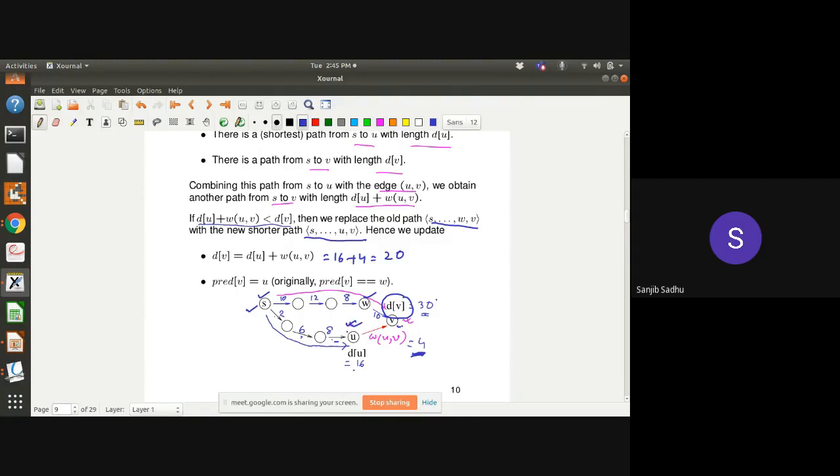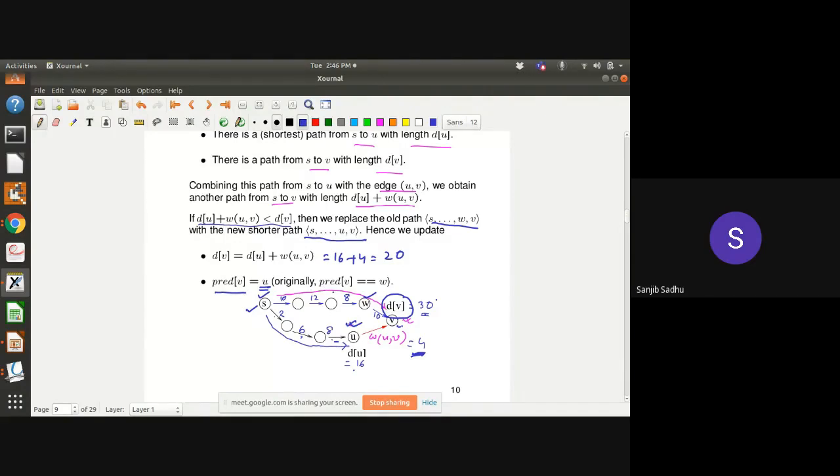And in that case, through which vertex will you follow? What will be the previous vertex of V, U or W? Tell me, if you update the path, which vertex will be the previous vertex of V in the updated path? U or W? U. So now the preceding vertex of V will be U. This is required. Why? This will help you find out the path, not only the weight.